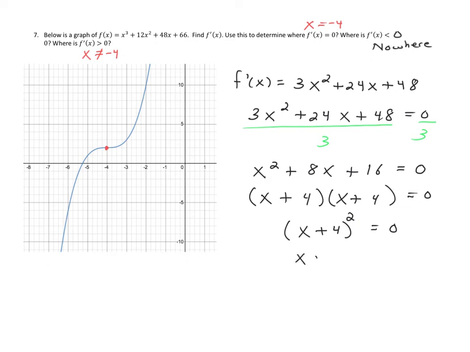If you let x plus 4 equal 0, you get x is equal to -4. There is only one number where the derivative equals 0, and it's right here. Everywhere else, the derivative must be positive, and it's never negative. It's never below the x-axis. So I'm going to take this derivative and graph it on this plane just to see what it looks like.